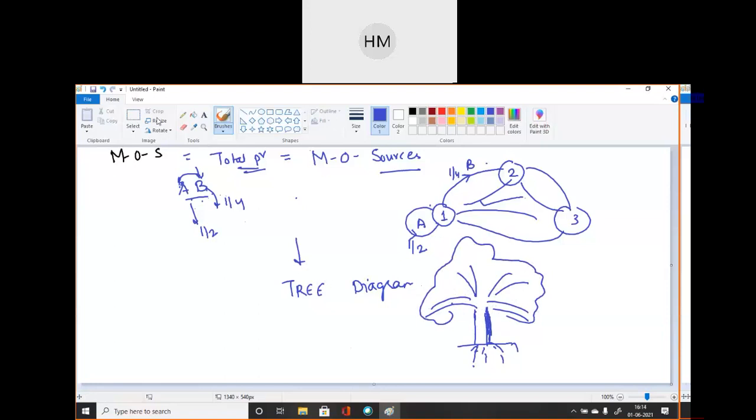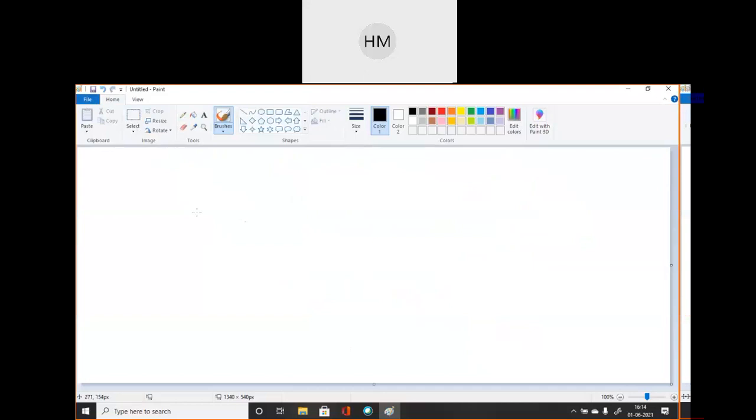So now I will draw the tree diagram and show how it is drawn. You should have the first diagram with you, okay? Looking at the first diagram, I will draw the first node. See, there are 3 possibilities. We have 3 nodes over here: 1, 2 and 3. So we can start from any state: from 1, or from 2, or from 3. So we can draw 3 different tree diagrams for this Markov source.